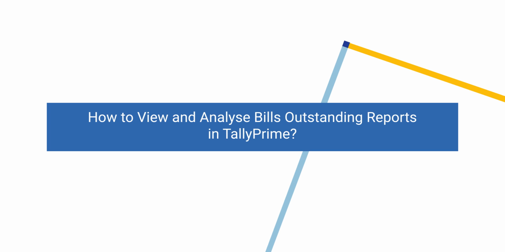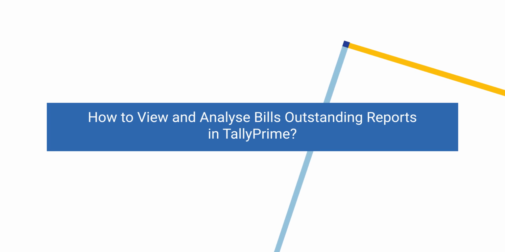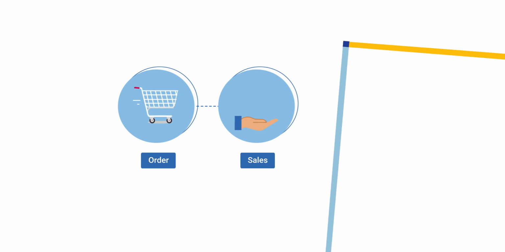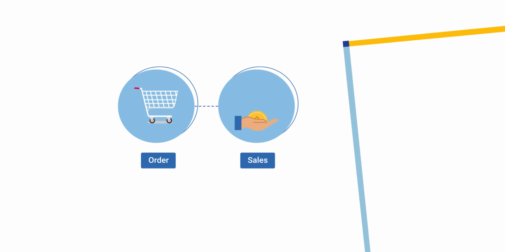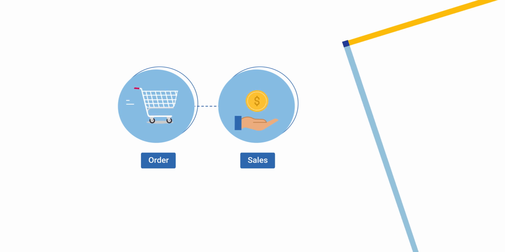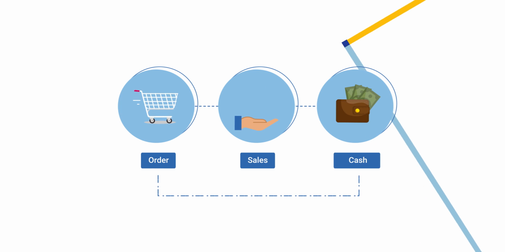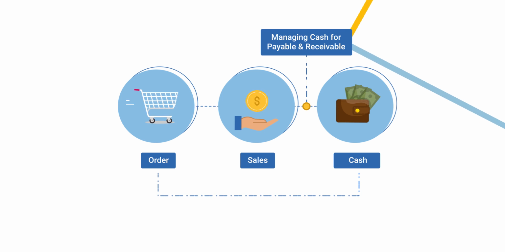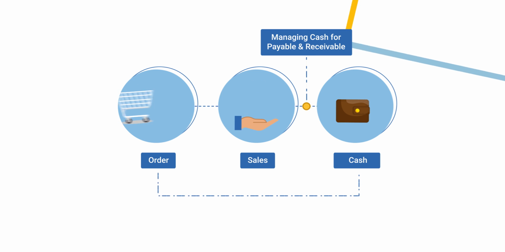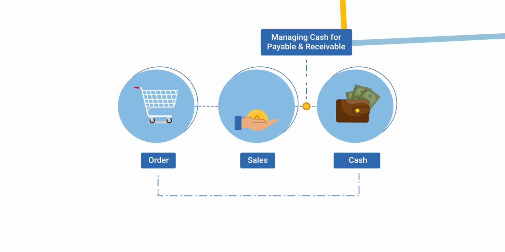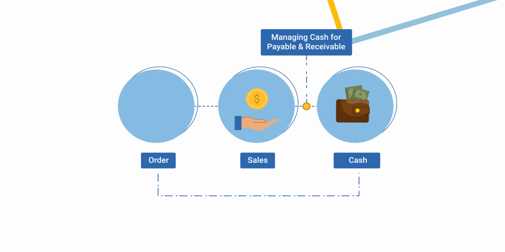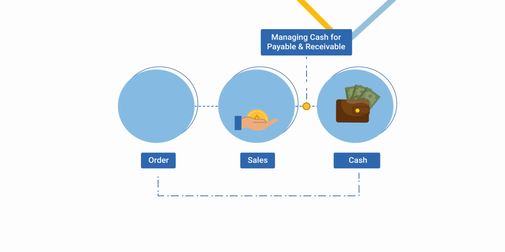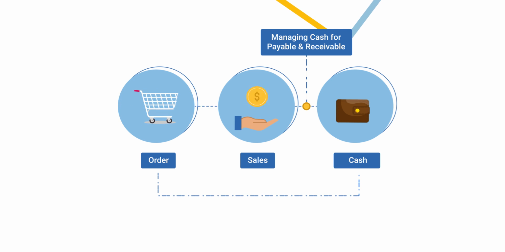In this session, you learn about the Bills Outstanding report in Tally Prime. Successful closure of your order to sales is determined only when you convert your sales into cash. Till your sales are converted into cash, you need to manage how much you need to receive, from whom and when. Similarly, the frequency of payables to your suppliers. That's why it's critical to keep track of your bills outstanding reports.